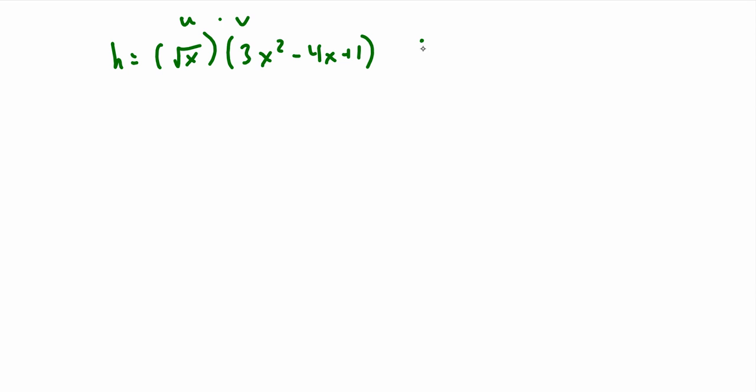Okay, so I'm going to go through the product rule one more time as another problem. Let's just try this one right here. Let's say we have h equals the square root of x times 3x squared minus 4x plus 1. And so right here, we have two functions, u times v. Now, what we could also do is distribute this through and do a little algebra, and I would suggest doing that. But for right now, we're going to use the product rule just for practice.